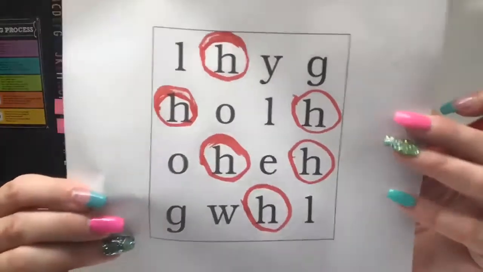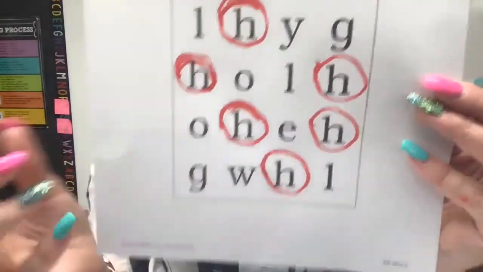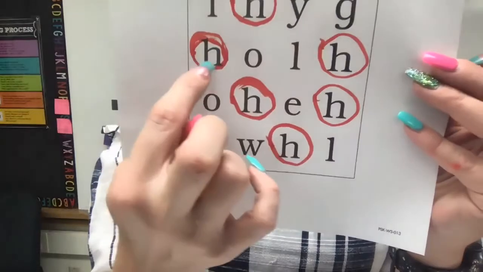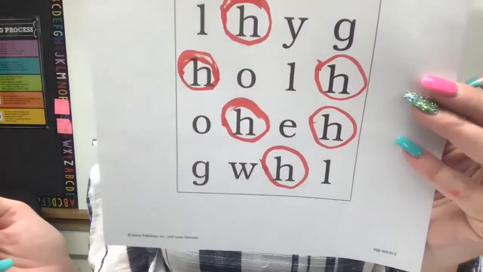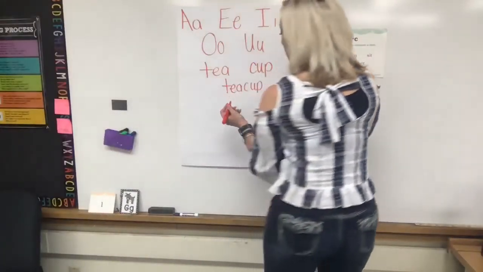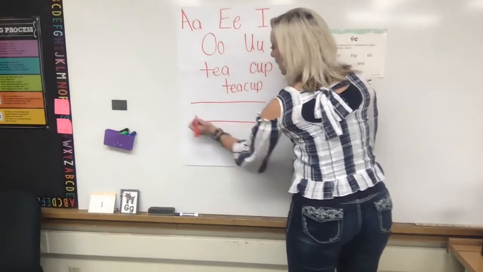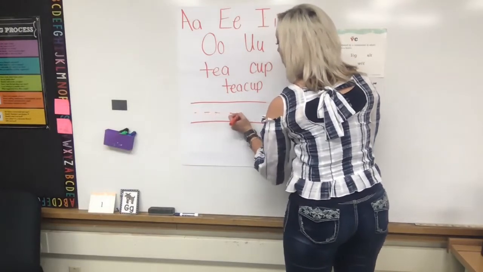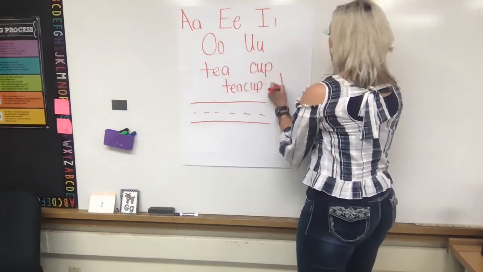Your paper should look like Miss Elmore's paper. Do the best you can. You should have 1, 2, 3, 4, 5, 6. You should have 6. Now we're going to talk a little bit about how we're going to write our capital and lowercase h. So you are going to have your lines, and then you have your dotted line. They are both tall letters. They're both tall.